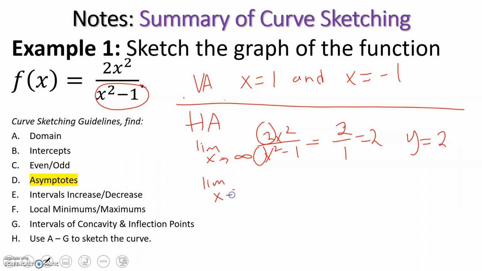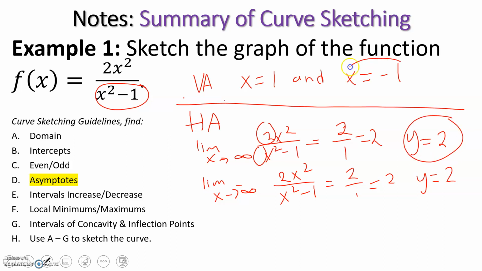Now let's look at the other direction. So 2x squared over x squared minus 1, and then we have the same idea. 2, and this is towards negative infinity, over 1 is 2, horizontal asymptote at 2. And that's pretty much it. So those are asymptotes. Y equals 2, x equals negative 1, and x equals 1.